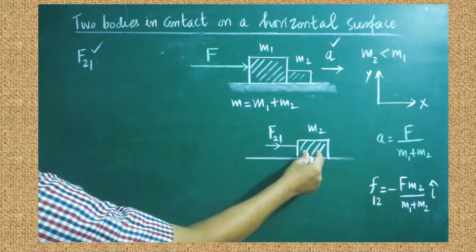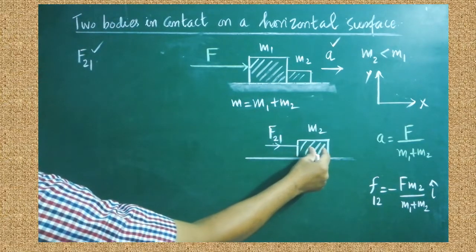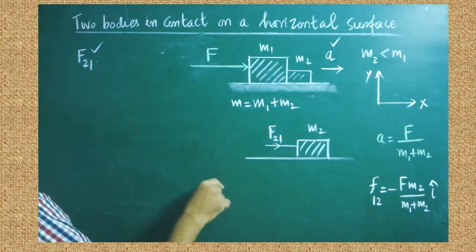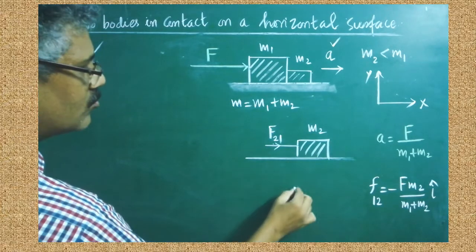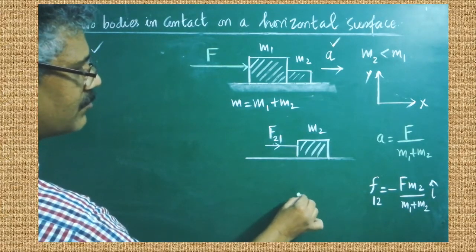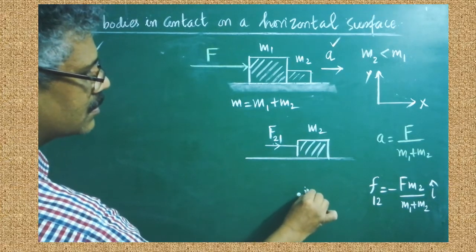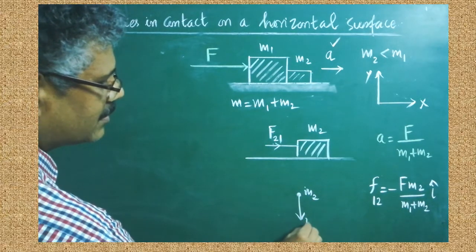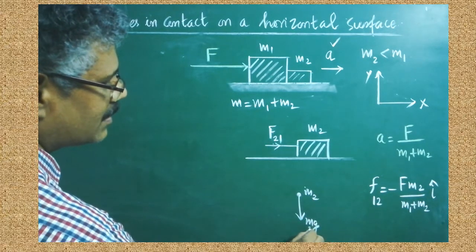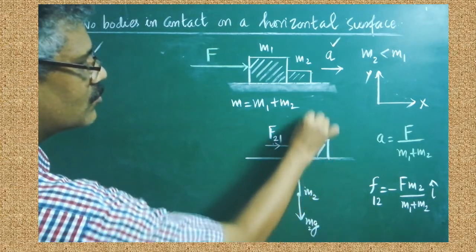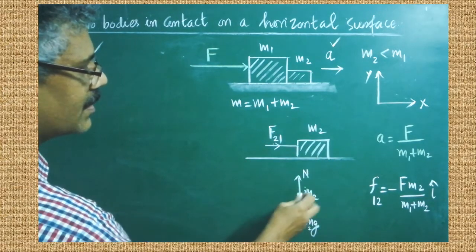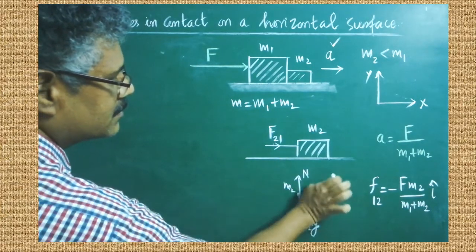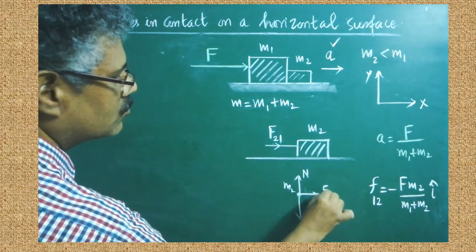Now I have drawn M2 alone. Here this body applies some force, which is represented as F21. Apart from this, two more forces are acting. Here I am going to draw the free body diagram for this mass M2. The mass is represented as a point mass. As usual, the gravitational force is acting on the mass M2, and the normal force is acting from the point of contact, and this is the force acting in this direction. Therefore, this one can be written as F21.